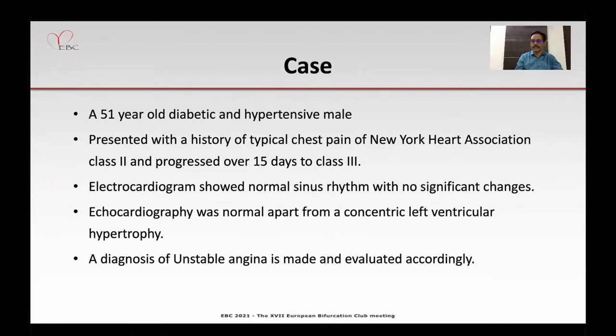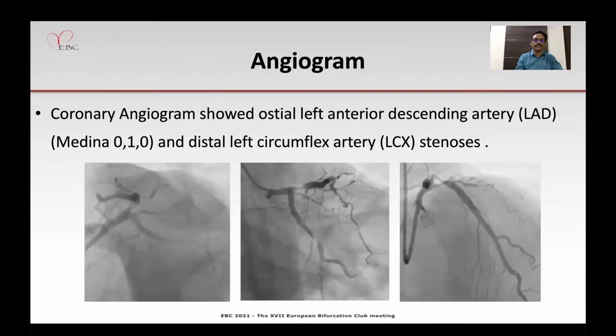The routine evaluation by ECG and echo were normal, and a diagnosis of unstable angina was made, and he was further evaluated by a coronary angiogram. The coronary angiogram revealed an ostial LAD, critical ostioproximal LAD lesion, and also a very critical distal LCX lesion.